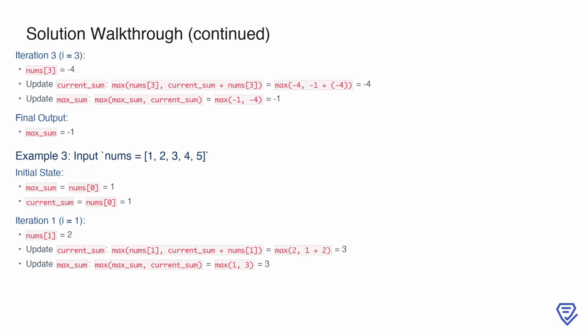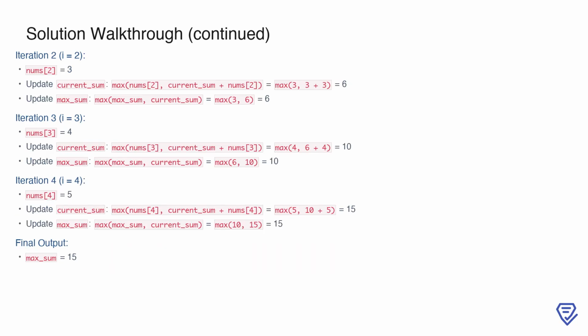Finally, we consider the third example with the input array nums equals 1, 2, 3, 4, 5. Both max_sum and current_sum are initialized to the first element, 1. In the first iteration, we evaluate the second element, 2.